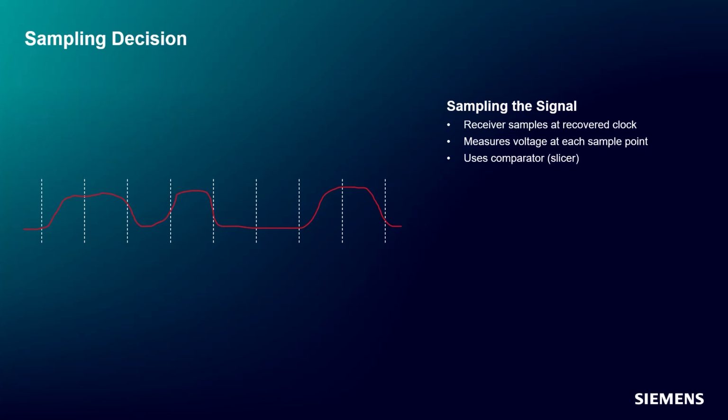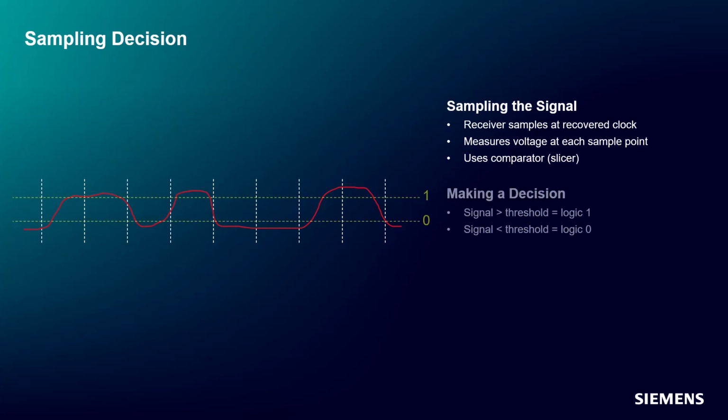This decision is made by a comparator or slicer, which compares the signal to a threshold. If the signal is above the threshold, it is interpreted as a 1. If it is below, it is interpreted as a 0. If the timing is correct and the signal is sufficiently clean, this process works reliably. But if the timing is off, or if the signal is too distorted, errors can occur.